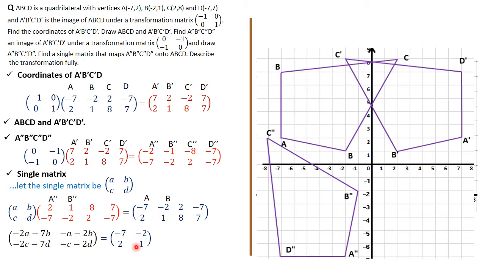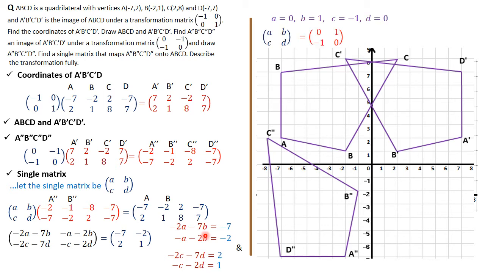Now again, equating elements that are equally placed on the 2 by 2 matrices, you get negative 2a minus 7b equals negative 7. That is this one equals to that one. Again, we say minus a minus 2b equals minus 2. And again, the same thing for the c's and the d's. And therefore, we have those four equations. Two of them solved simultaneously would give us the values of a and b. The other two will give us the values of c and d. And therefore, we have a is 0, b is 1, c is negative 1, and d is 0. And therefore, the matrix a, b, c, d is 0, 1, negative 1, 0.